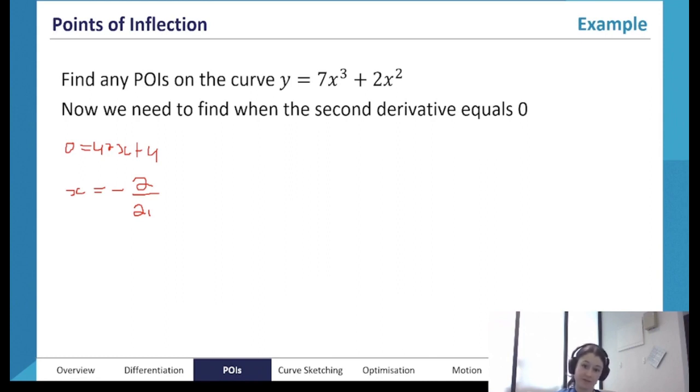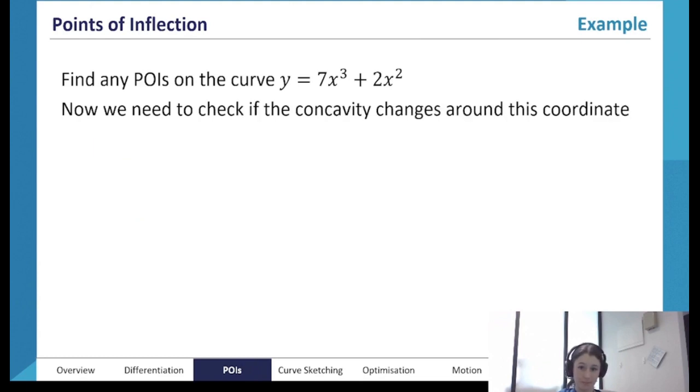Now we need to check if the second requirement is satisfied. Remember, the second requirement is that the concavity around that coordinate changes. So we need to make a table of values. I'm going to have negative 2 on 21, it's going to be x, and this is going to be our second derivative. Then we're going to have just numbers on either side. So we're going to have negative 1 and 0. We're going to sub this into our second derivative to check that the values of the concavity change.